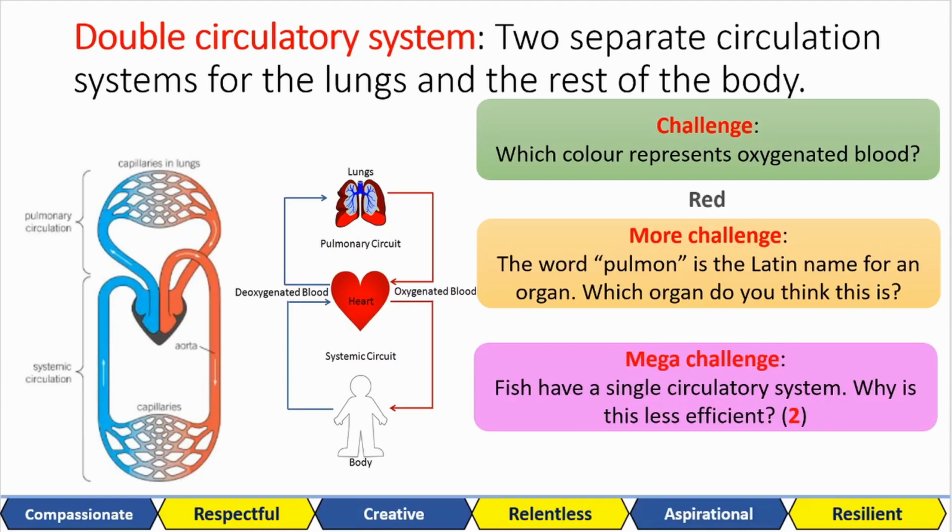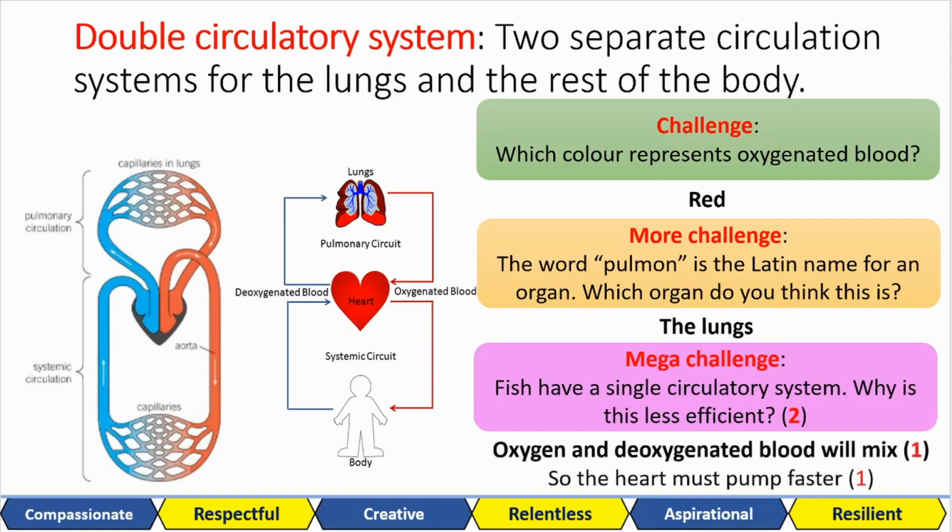Oxygenated blood is represented as red. Pulmon is Latin for lungs. So whenever you hear the word pulmonary, you know that we're dealing with lungs, okay? If like fish, you have a single circulatory system, your 2 types of blood will mix, meaning that your heart has to pump faster to achieve the same level of oxygenation because the oxygenated and deoxygenated blood are mixing.